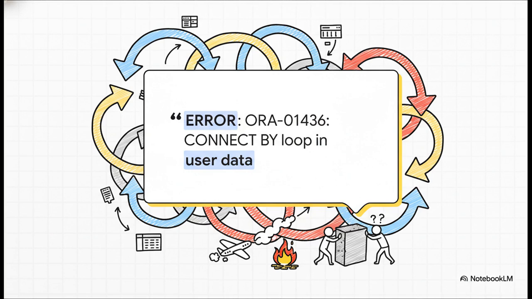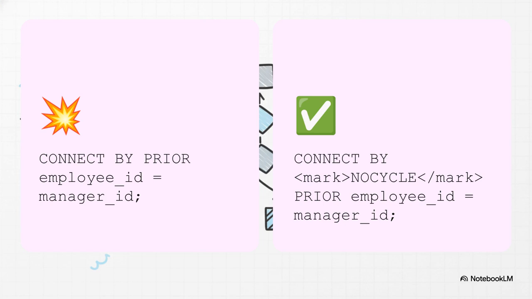This is the database screaming, "Help! I'm stuck in a loop and I can't get out." But don't worry, there is a beautifully simple fix. All you have to do is add one little keyword to your query: NOCYCLE. That's it. You just put NOCYCLE in the CONNECT BY clause, and you're telling the database, look, if you find a loop, don't crash. Just stop going down that path and move on.